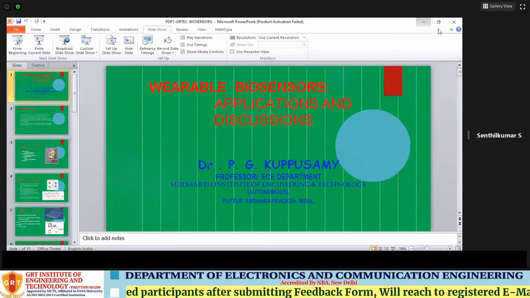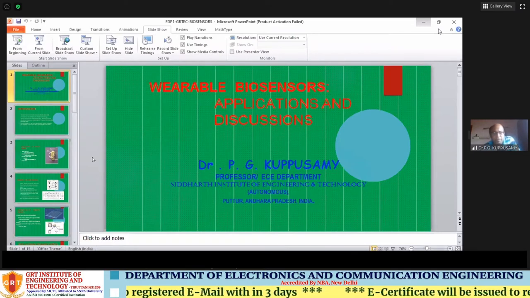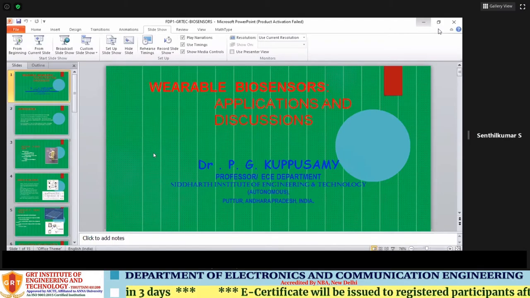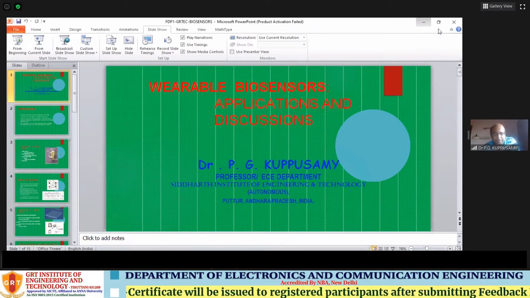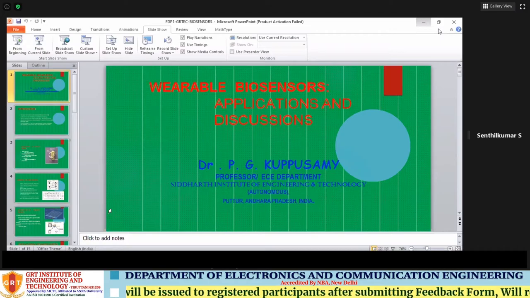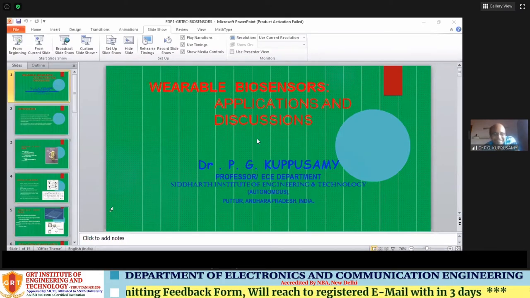One query from Rahul Sharma. He has asked, can we use biosensors for pollinator study? Yes, sir, you can use it. Biomarkers as well as biosensors are possible. His question is whether we can use it for pollinator study or not. Yes, it is possible. That's why I am telling you that research is going on.